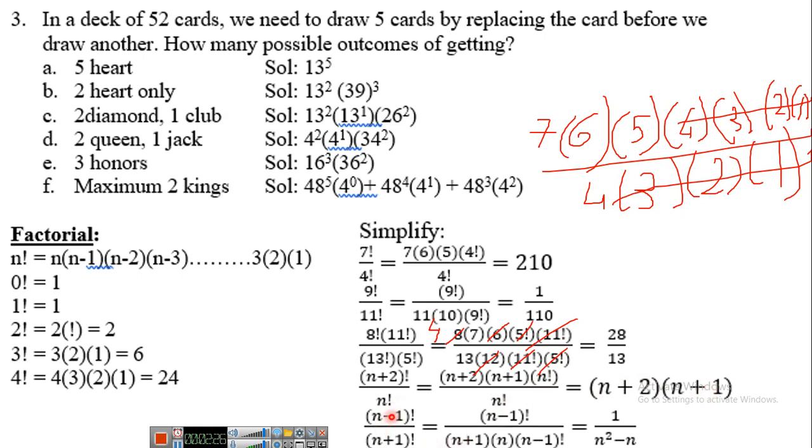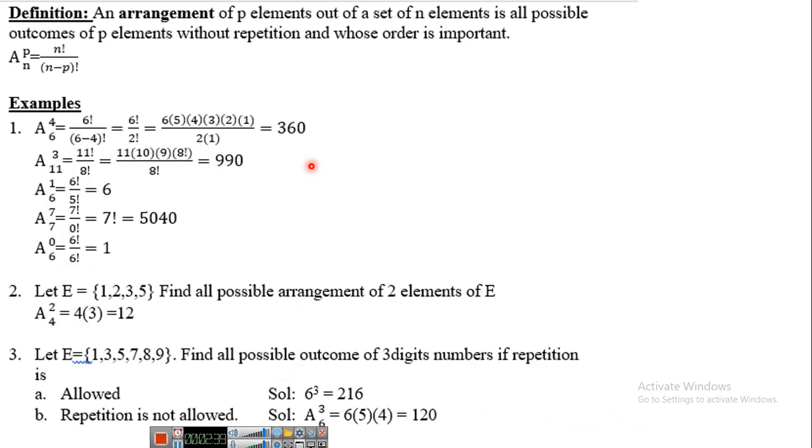n minus 1 is smaller than n plus 1, so I start with n plus 1. So n plus 1, eliminate 1 is n, eliminate 1, n minus 1 factorial. Cancel these two, and you have these numbers. So this is concerning factorial.